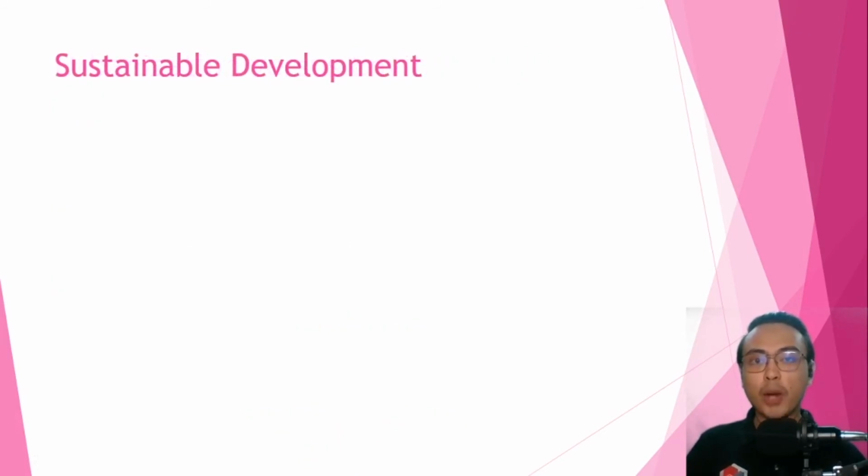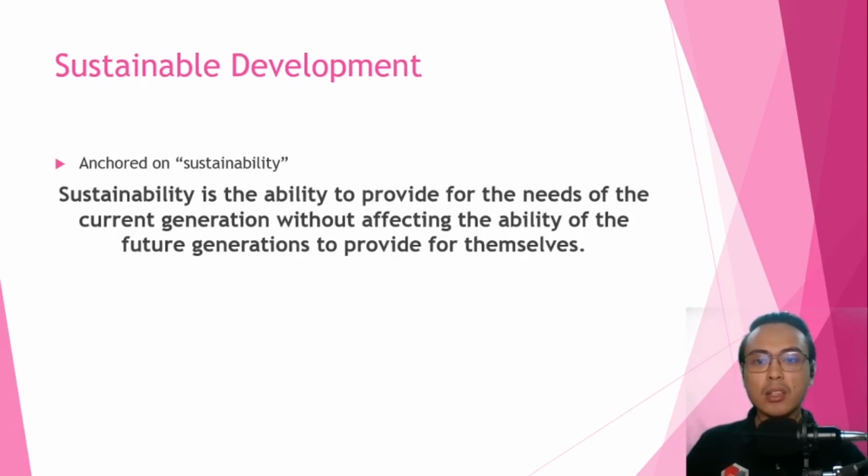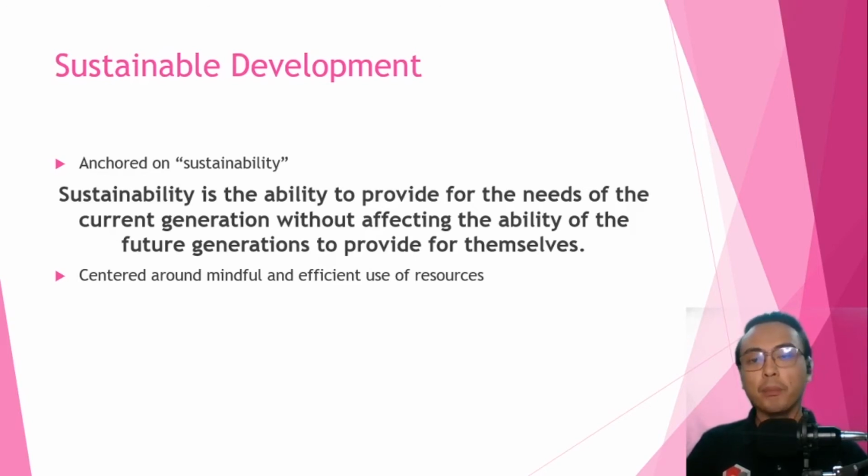Our goal today is to practice sustainable development. Sustainable development is anchored on the idea of sustainability, and we define sustainability as the ability to provide for the needs of the current generation without affecting the ability of future generations to provide for themselves. So that means that we are not exploiting our resources to the point that they cannot regenerate for the next generations. It's what we do with our current resources that matters. So, sustainable development is also centered around mindful and efficient use of resources. That means minimizing wastes, optimizing processes such that they use less materials and less energy.